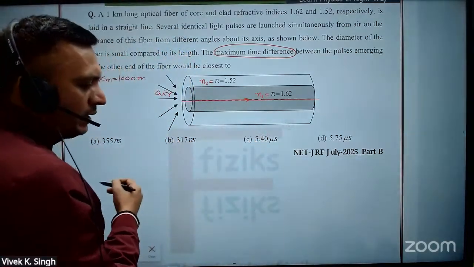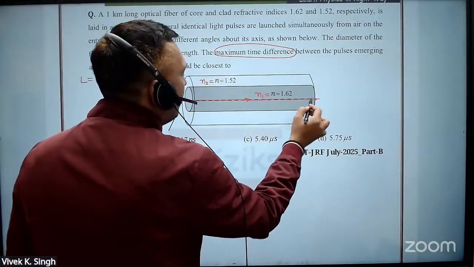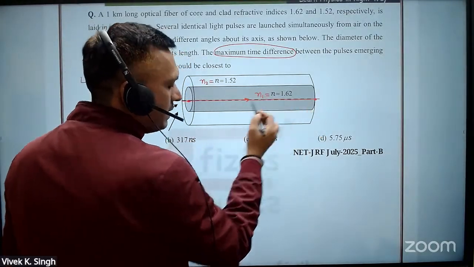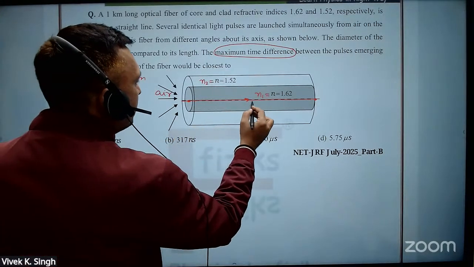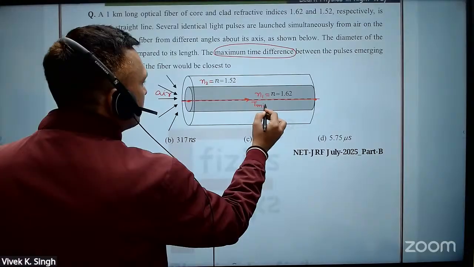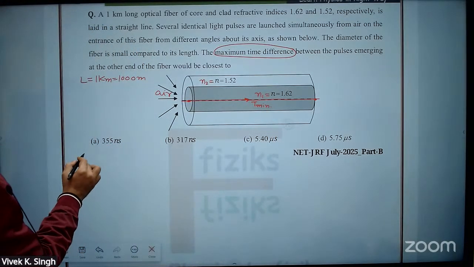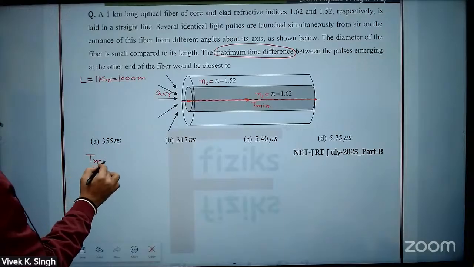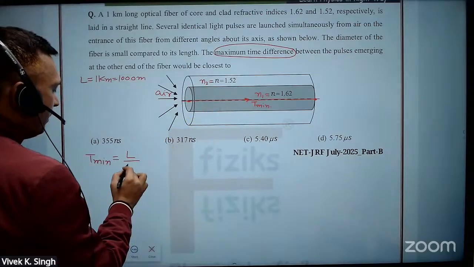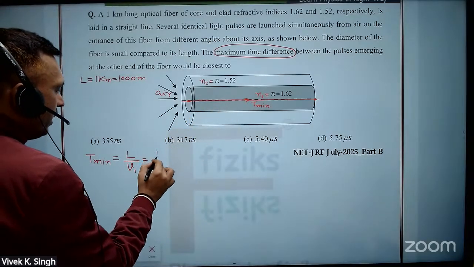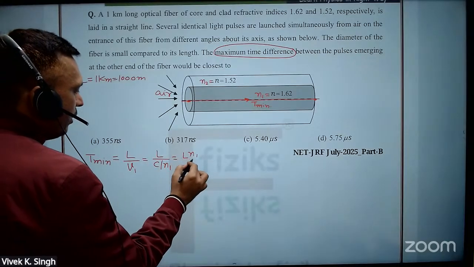So that will take the smallest path. So minimum time will be by this particular ray, and it will cover a distance L. This will take a minimum time, T minimum. So minimum time taken is given by L by V1, where V1 is the velocity in the core medium. So this is given by L by C times N1, that is L N1 by C.